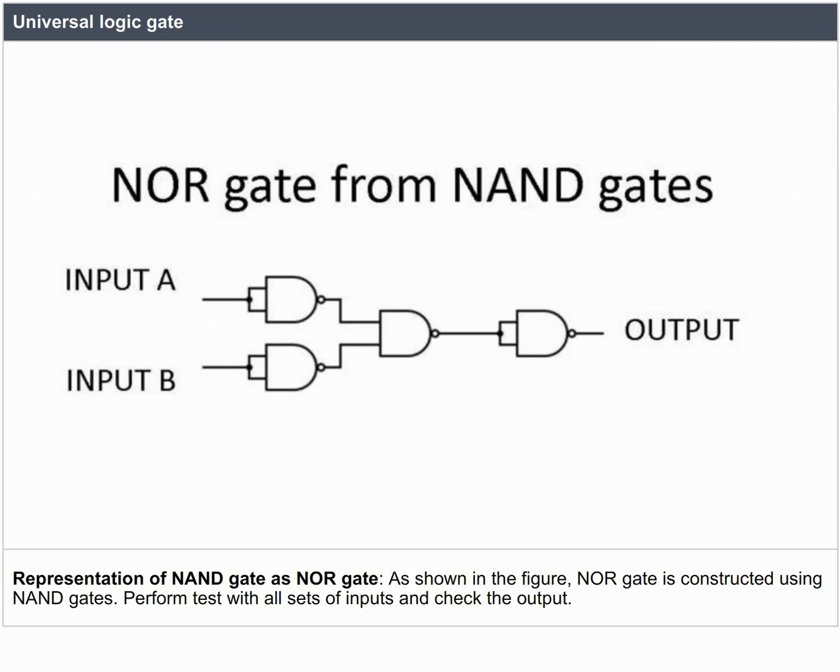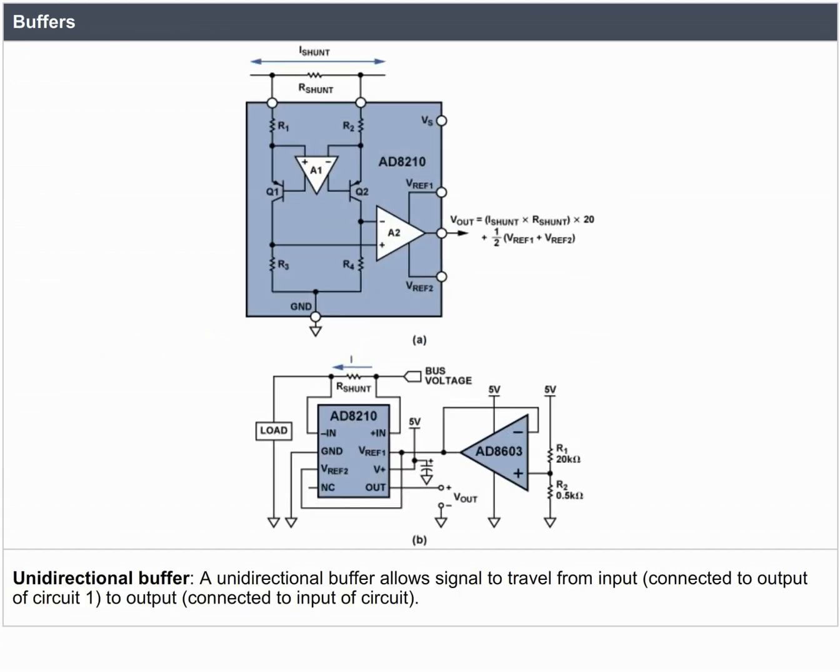Representation of NAND gate as NOR gate. As shown in the figure, NOR gate is constructed using NAND gates. Perform tests with all sets of inputs and check the output. Buffers. Unidirectional buffer. Unidirectional buffer allows signal to travel from input connected to output of circuit 1 to output connected to input of circuit.